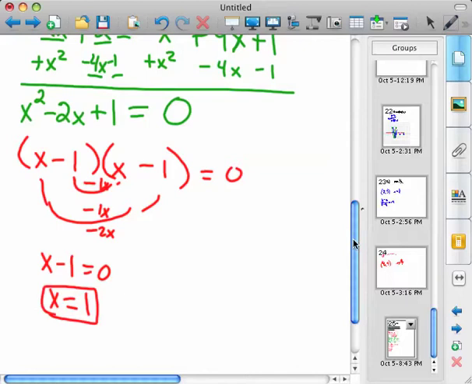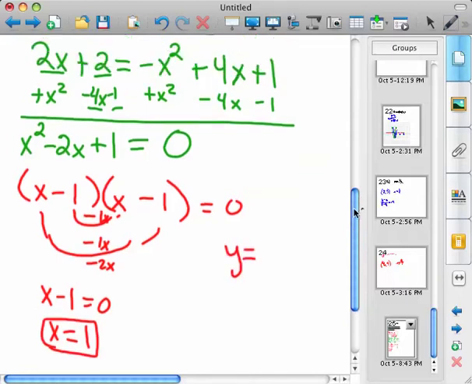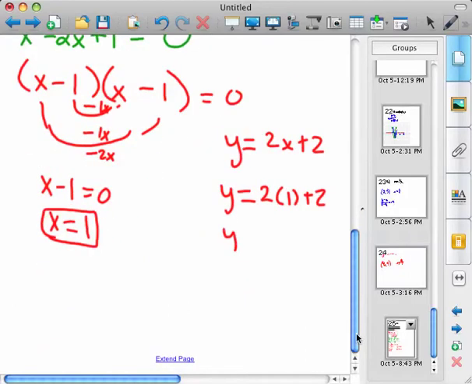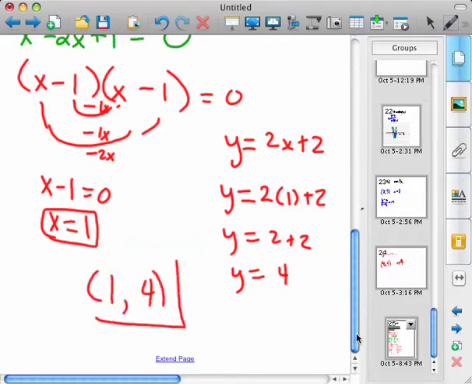Now to find the y coordinate, you just go back to that equation that we started with, which was y equals 2x plus 2, and plug the 1 in. So we'd have y equals 2 times 1 plus 2. And so y equals 2 plus 2, or y equals 4. So when x is 1, y is 4. And we have proven algebraically that the answer is correct, that we came up with on the graph.